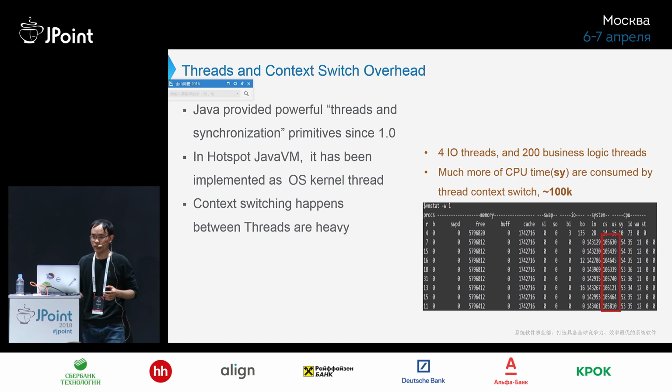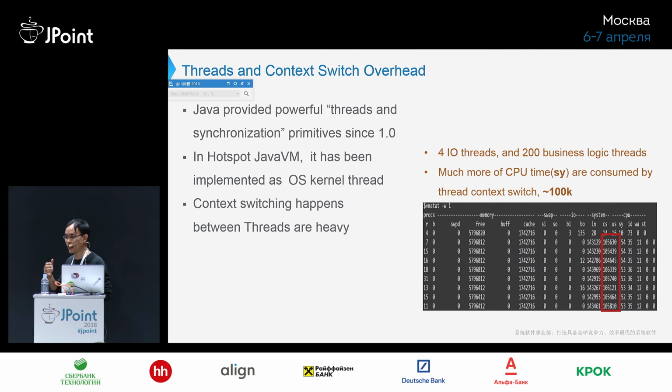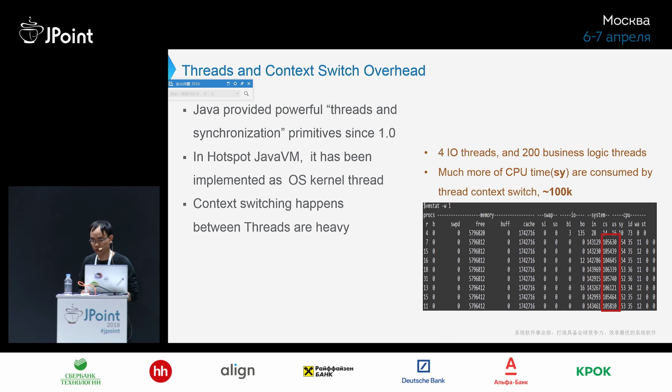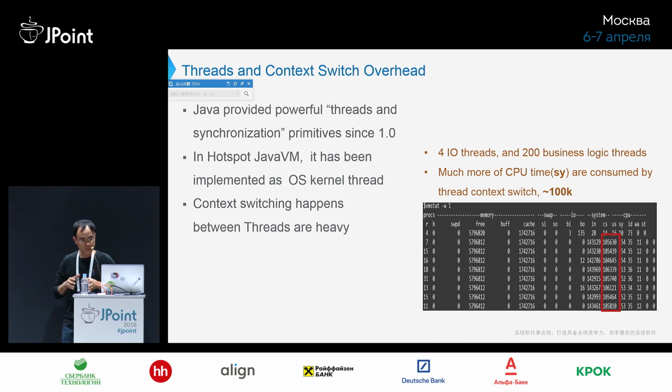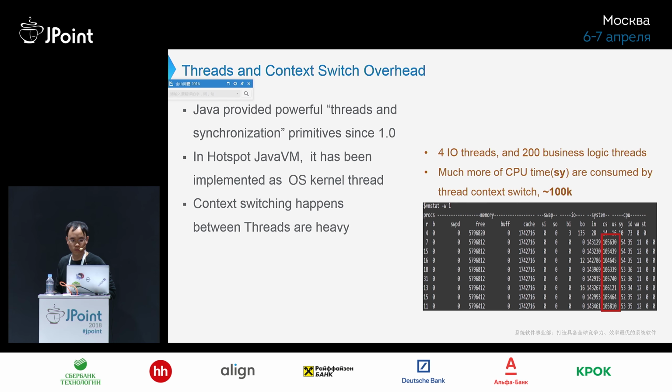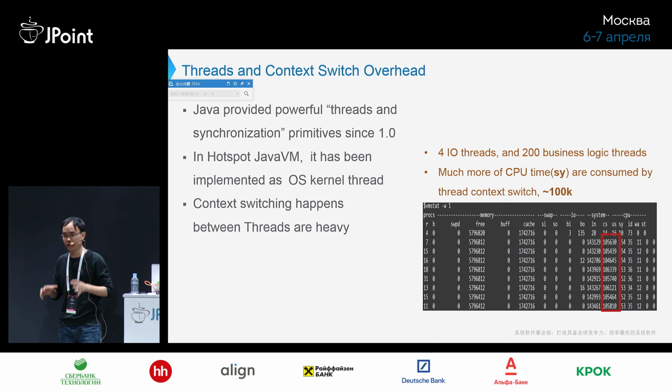So when you create many threads in your application, you may observe a high thread context switch cost. You can just look at an example. I'll give you a demo of this cost. For example, you have 4 IO threads, and then you create 200 business logic threads, and we run this simple demo. You can see that much more system CPU time is consumed by thread context switching. It's very high. That's the strong motivation why we want to build coroutines for Java.